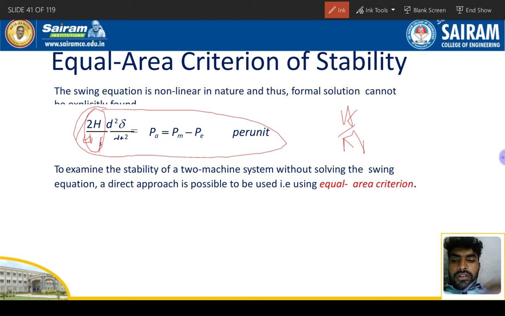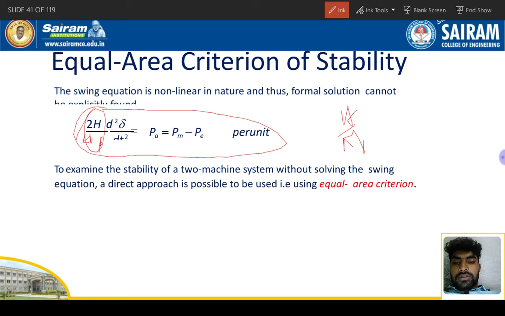Pa is the total accelerating power. Pm is the mechanical power output of the machine, and Pe is the electrical output of the machine. Pm is equal to what? T into omega, twisting force into omega. Omega is equal to what? 2πN by 60. And then Pe is the electrical output in the armature conductor.